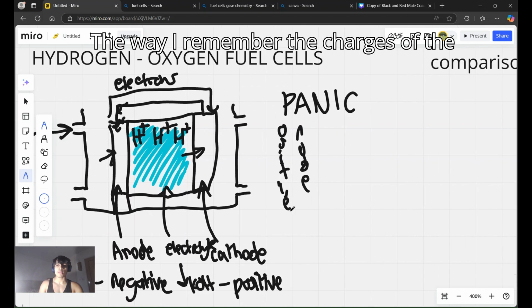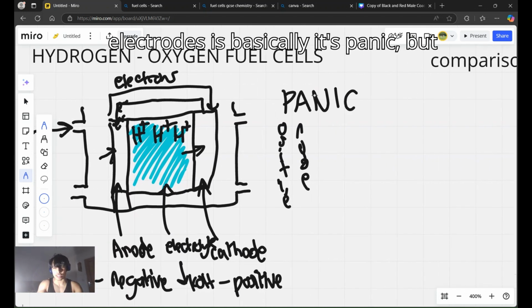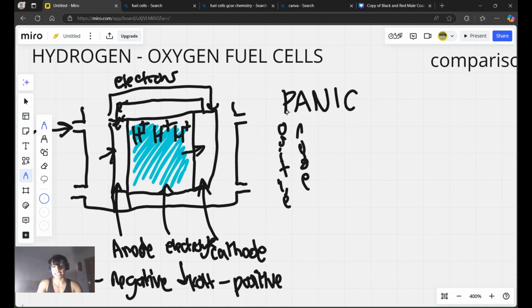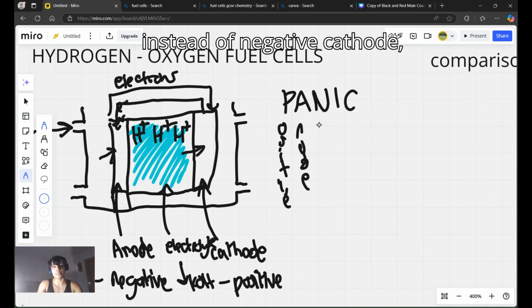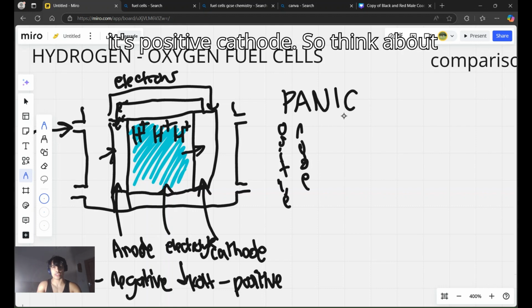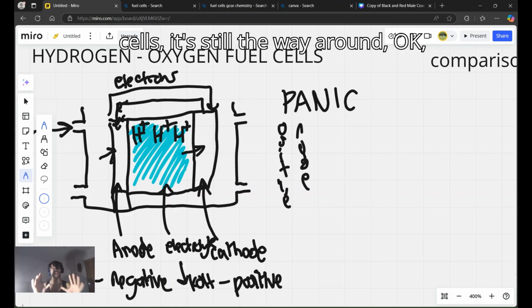The way I remember the charges of the electrodes is basically, it's PANIC, but the opposite way around. So instead of positive anode, it's negative anode. And instead of negative cathode, it's positive cathode. So think about PANIC, and then just remember for fuel cells, it's still the other way around, okay?